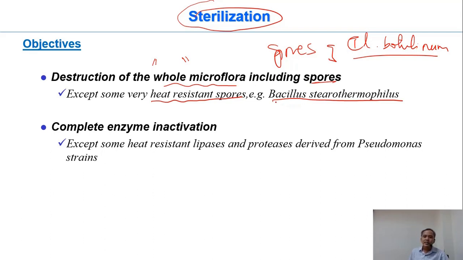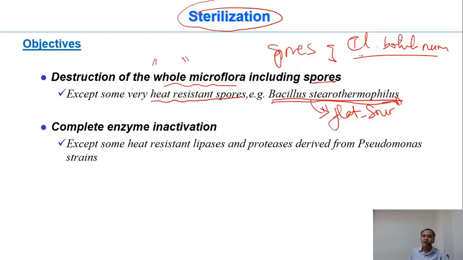The spore of Bacillus stearothermophilus is even more heat resistant, but it's not taken as the target because this one is not a pathogen. This one is a spoilage microorganism, and this is called flat sour. We call it the flat sour spoilage group.